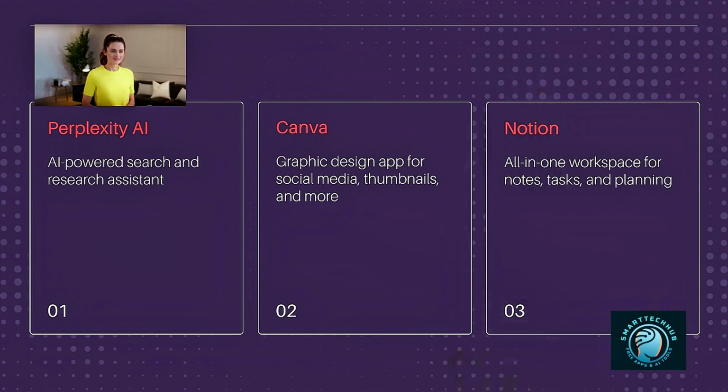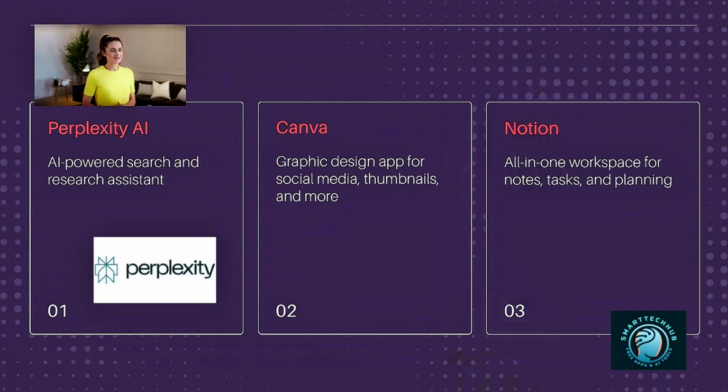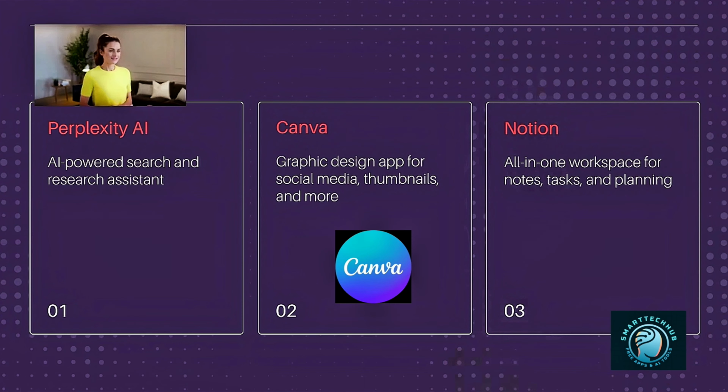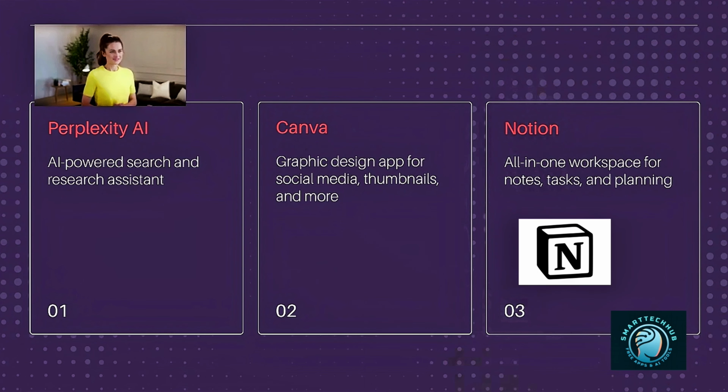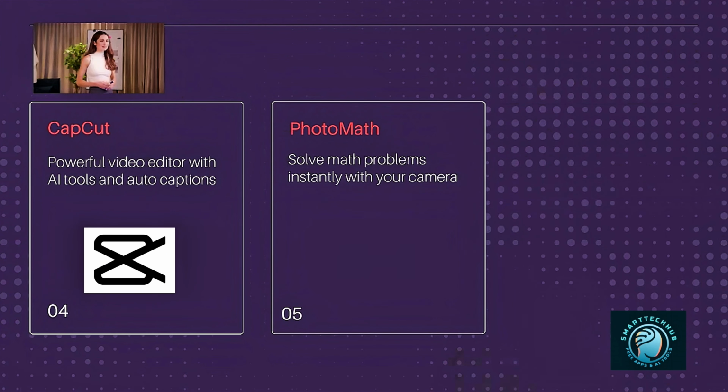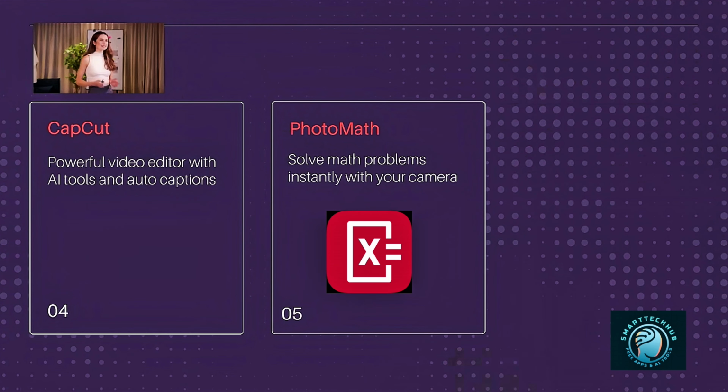In this video, you'll discover 5 of the best free iOS apps in 2025, including tools like Perplexity for instant AI answers, Canva for stunning designs, Notion for all-in-one workspace for notes, tasks, and planning, CapCut for pro-level video editing, and PhotoMath for solving math problems instantly with your camera. Whether you're a student, creator, or just love useful tech, these apps will seriously upgrade your phone.